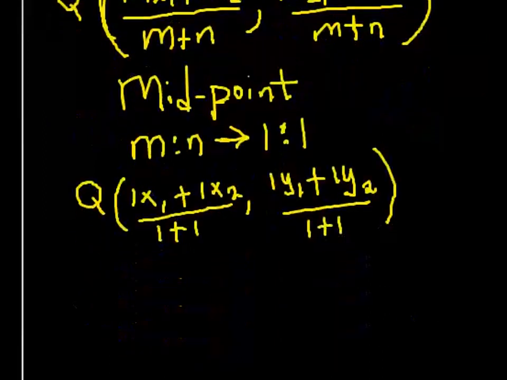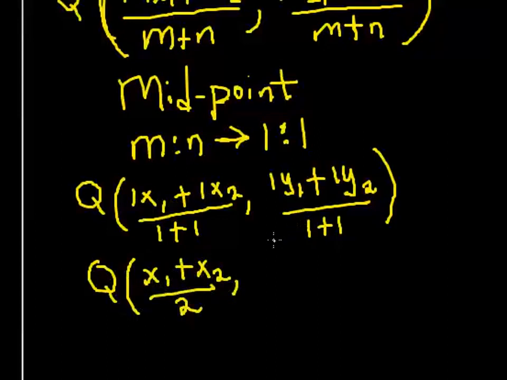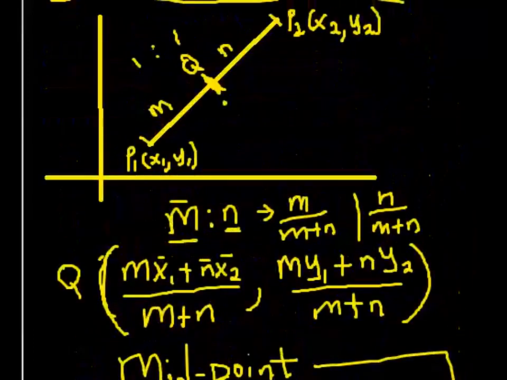So that is why for midpoint, let's evaluate this now. The coordinate will become x1 plus x2, then divided by 1 plus 1, which is 2. Okay, done. Then this is going to be y1 plus y2 all over 2. So if what we are dealing with is midpoint, this formula works. But if it is not midpoint, it's a ratio, so we apply this. I hope that is well understood.